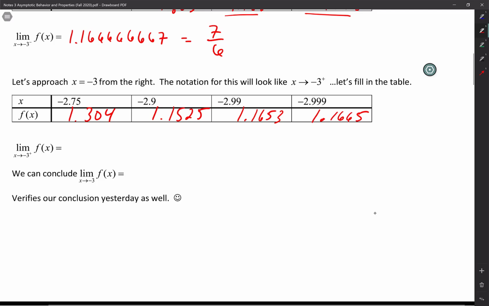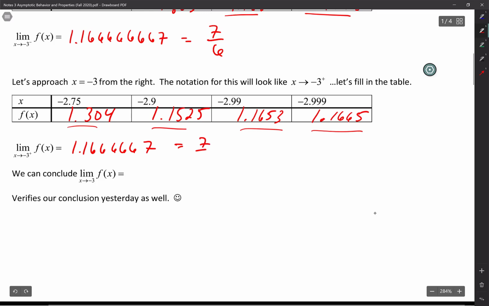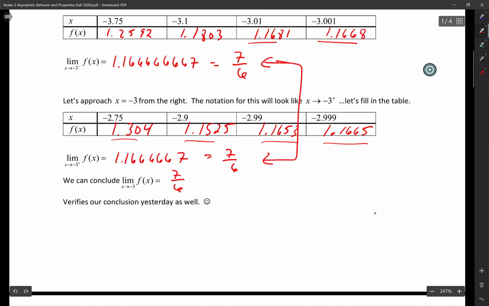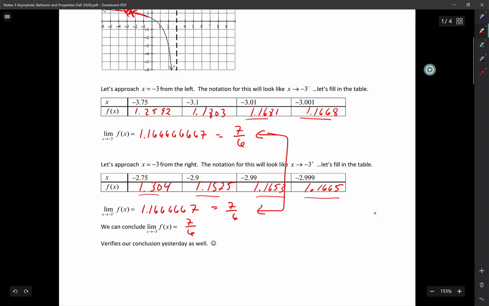All right, thank you, Mazuka. I appreciate you. You can see again, guys, that it's approaching the number 1.166666, which is the same thing as 7/6. So because it's approaching the same thing on the left as it is on the right, you can say it's just approaching 7/6. Now, of course, did we have to do a table for this?